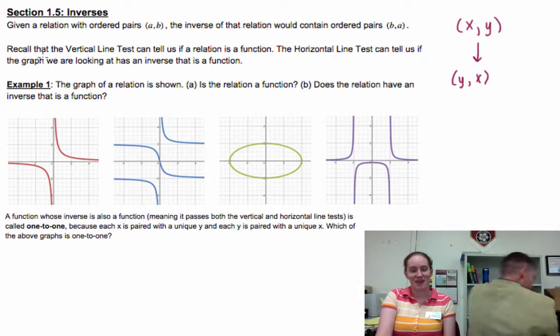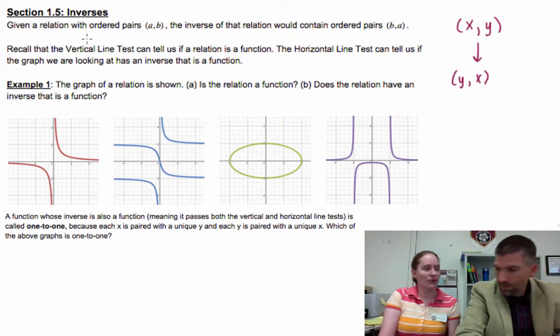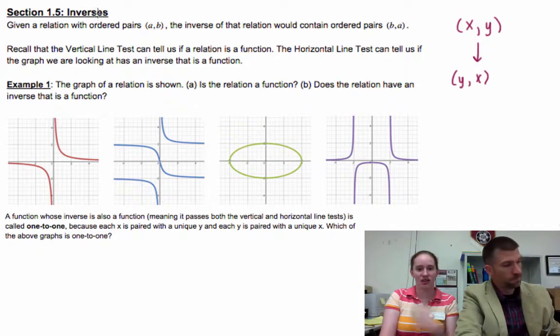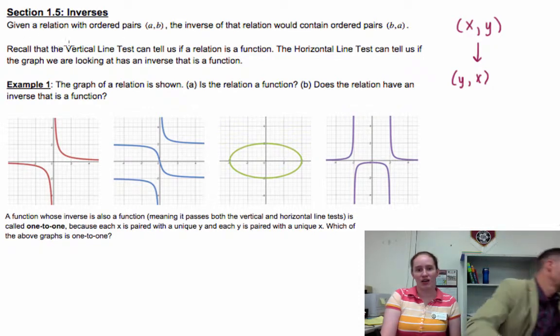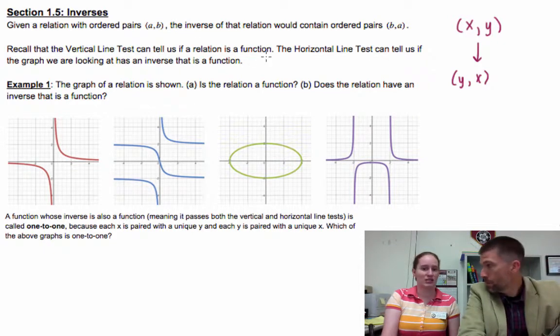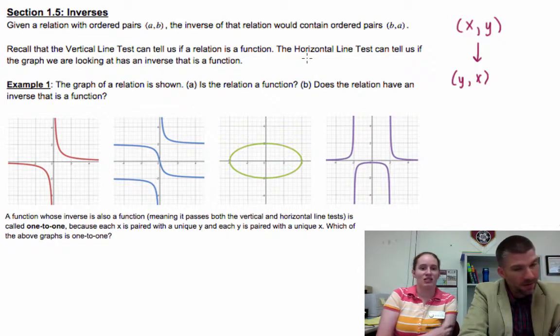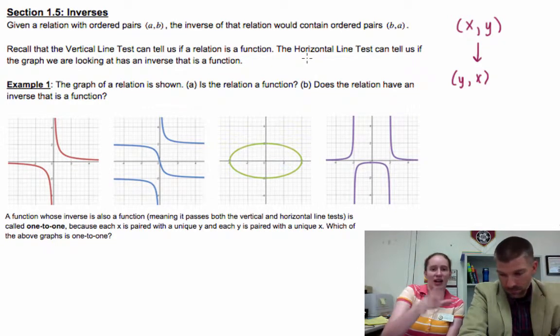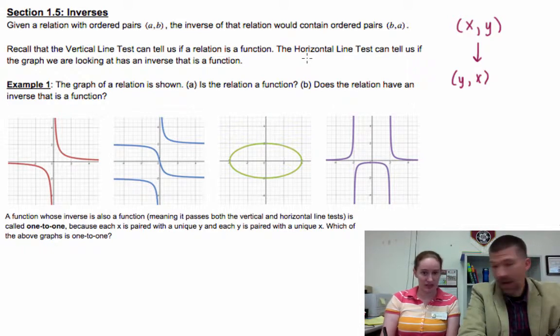All right, so we're going to use a couple things to help us figure out this whole function, not a function thing. Recall in 1.2, we talked about how the vertical line test can tell us if a relation is a function. Now we're going to talk about the horizontal line test, which can tell us if the graph we are looking at has an inverse that is a function.